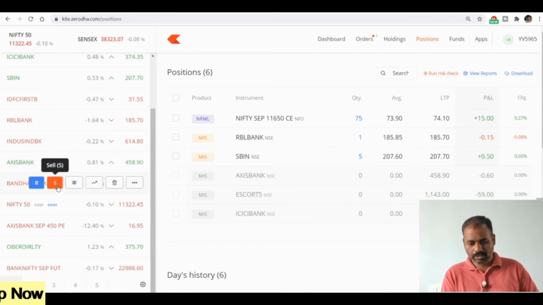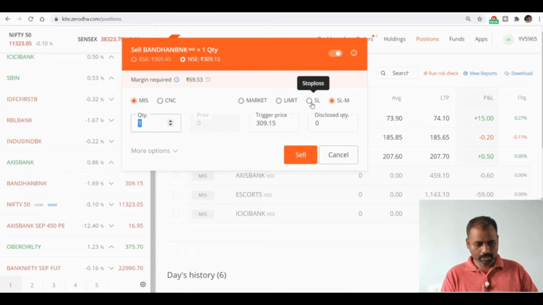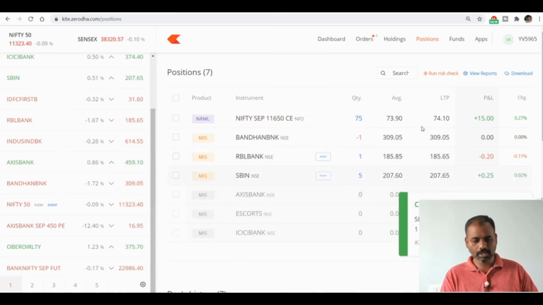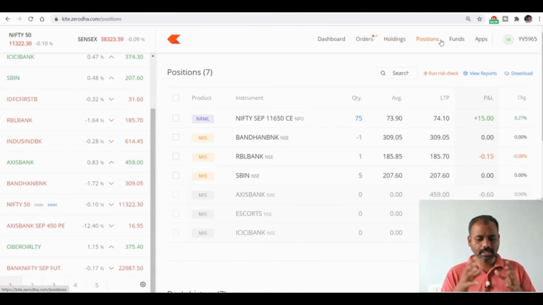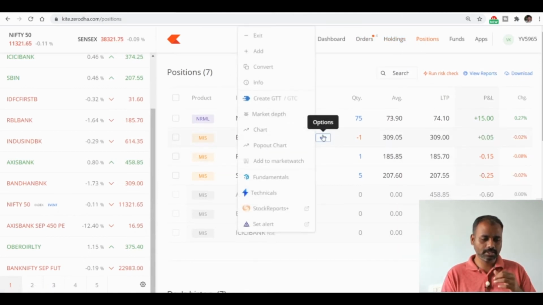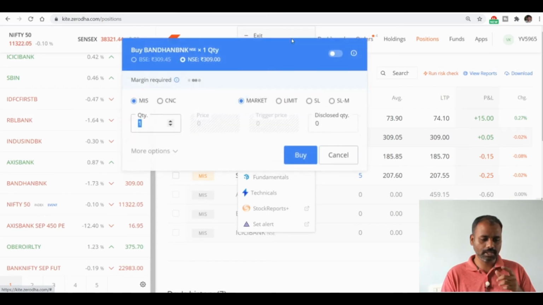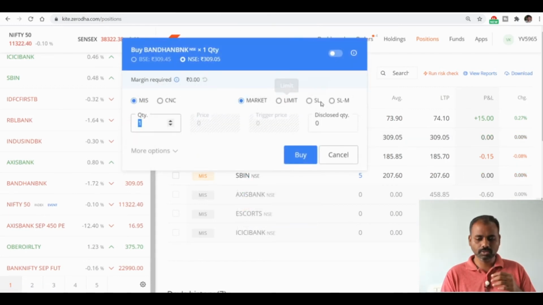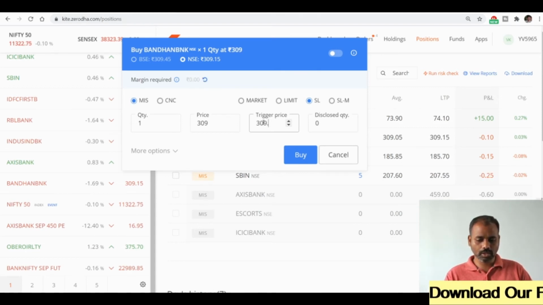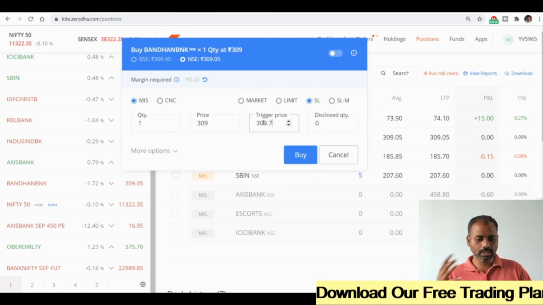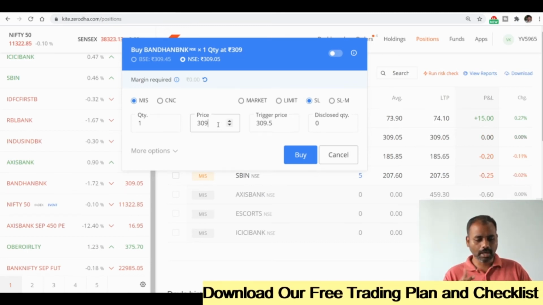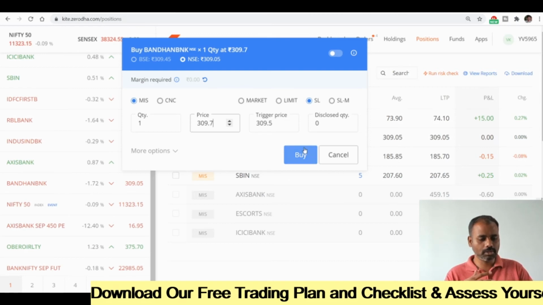Similarly, if you want to keep a stop loss on Bandhan Bank, you can keep it here. First I will try to sell Bandhan Bank, and I will keep a stop loss. So Bandhan Bank, I executed. Now if I want to exit a shorted position, my buy will automatically come. I will choose this SL. I shorted at 309.05, so I will try to buy at 309.7, with the trigger at 309.5.